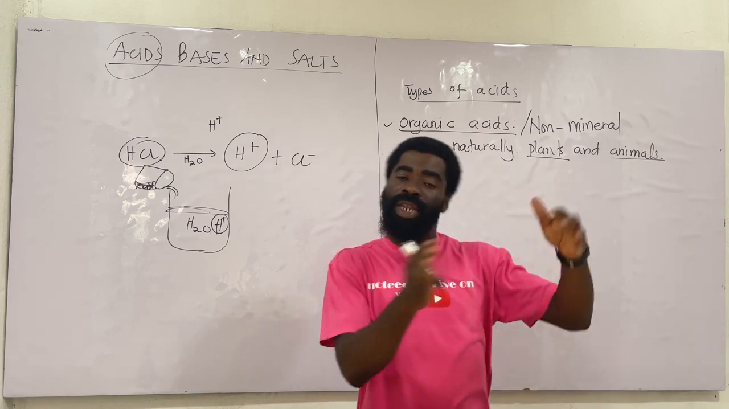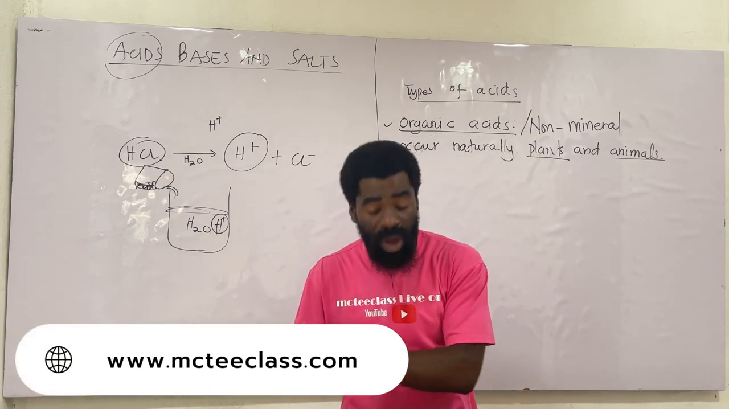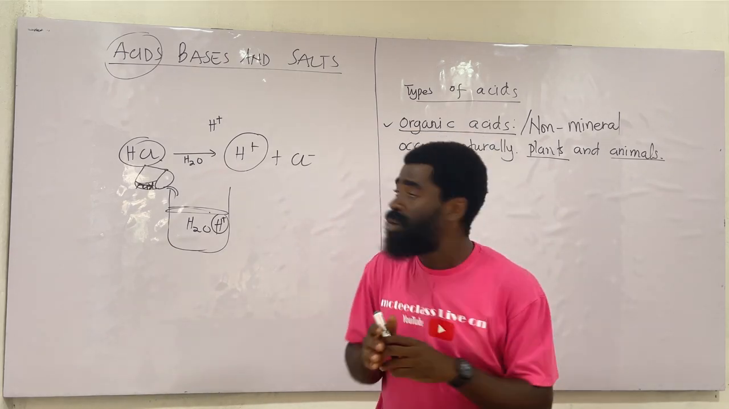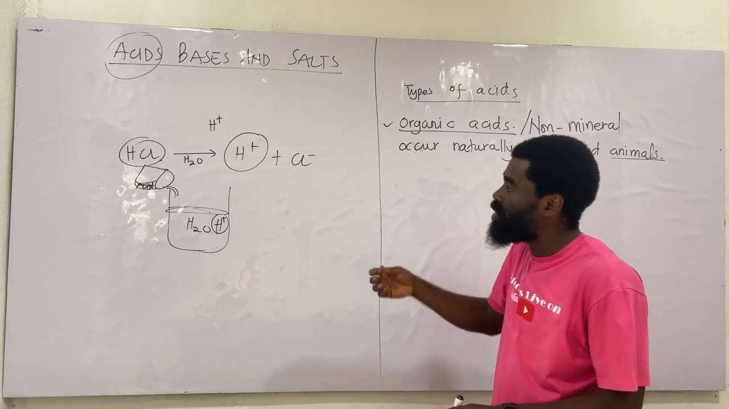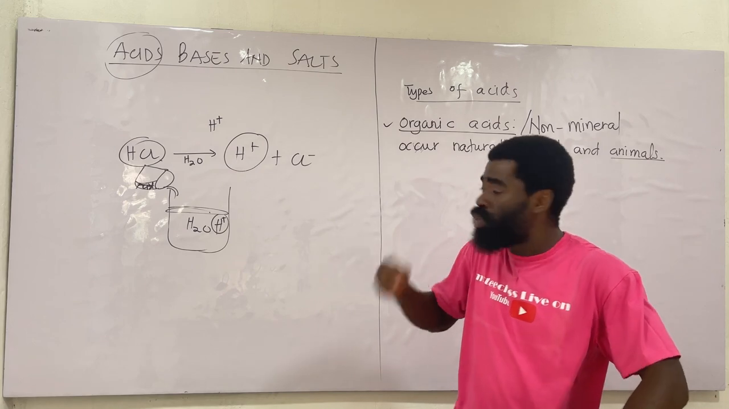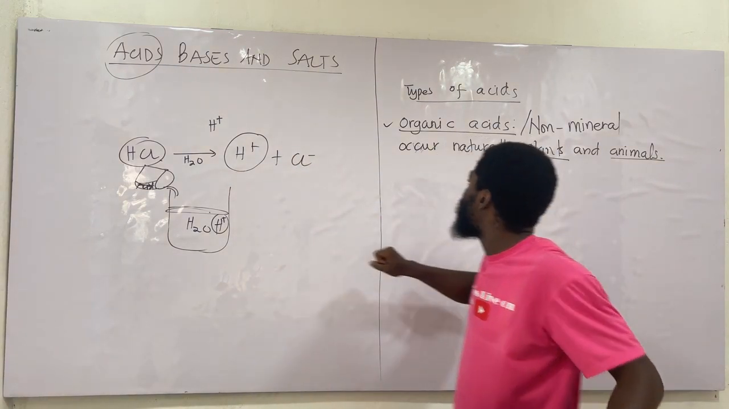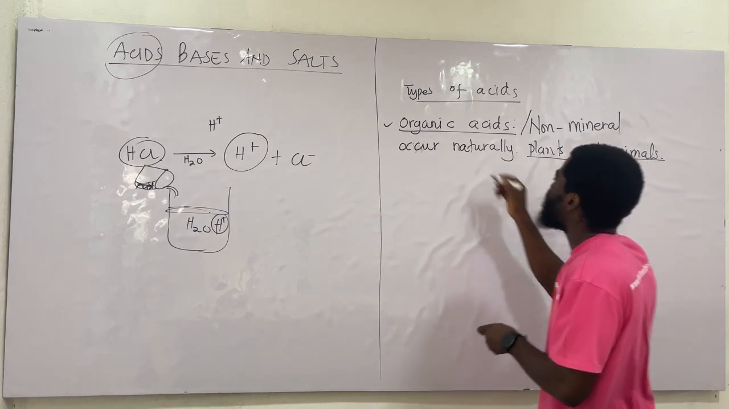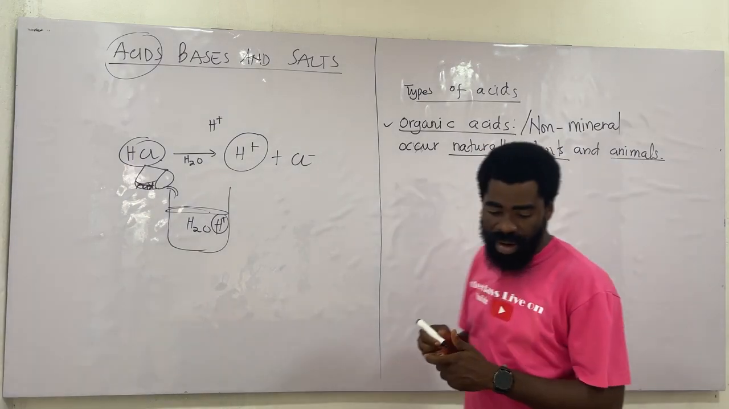All the notes will be uploaded to the site, which is www.McTeeClass.com. You have access to the notes, then you follow the lesson. Very simple. So far we've looked at what an acid is. An acid is a substance that produces H+ ions when dissolved in water. And here we have types based on the source. Those that come from natural sources are referred to as organic acid or non-mineral acid.